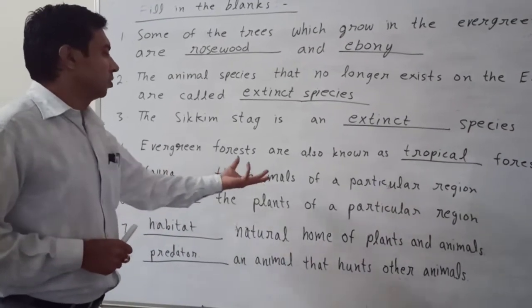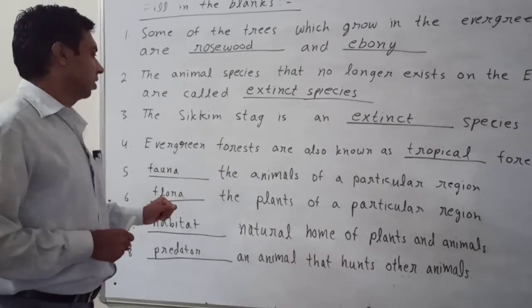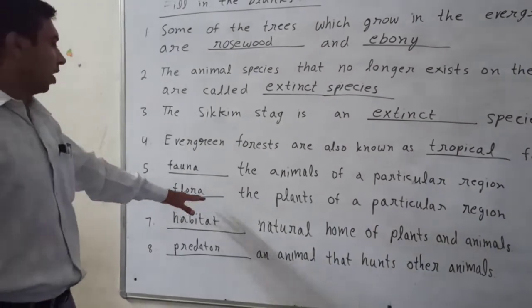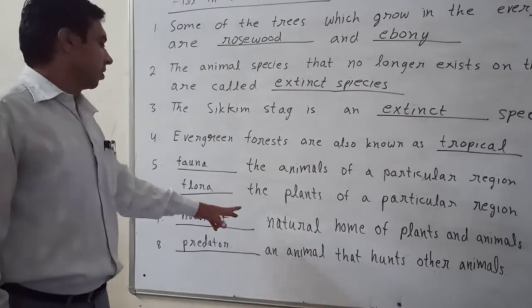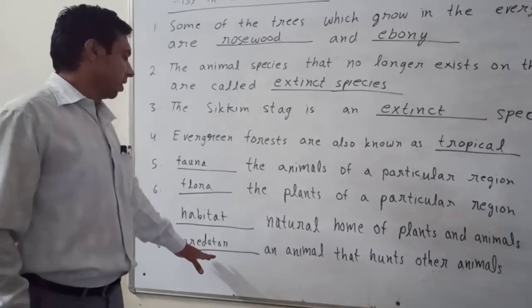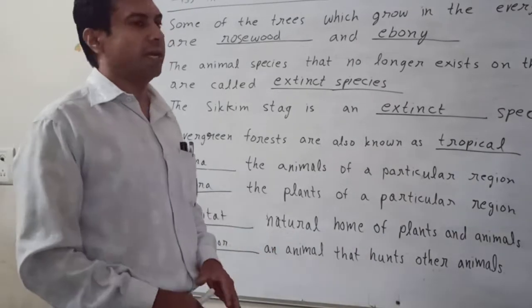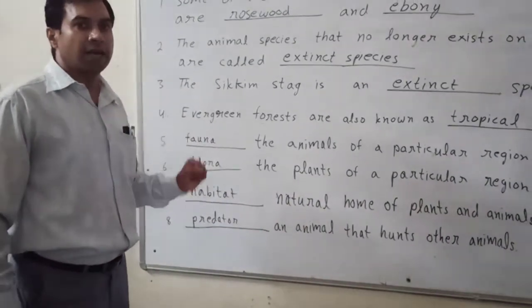Fauna: the animals of a particular region. Flora: the plants of a particular region. Habitat: natural home of plants and animals. Predator: an animal that hunts other animals.